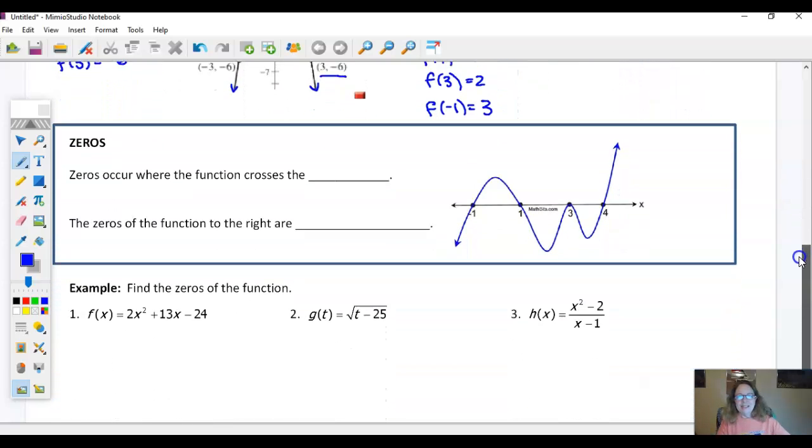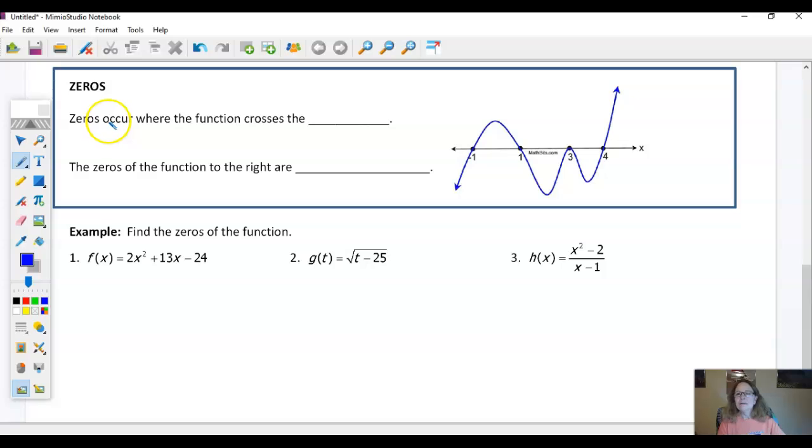All right, looking at zeros. Zeros is just a term. It's just a vocab word. Zeros occur when the function crosses the x-axis. So zeros are the same thing as our solutions. Whenever we're solving for x, that's all we're finding is where our graph crosses the x-axis. Or we can also say touches. It doesn't have to physically cross and go from one side to the other.